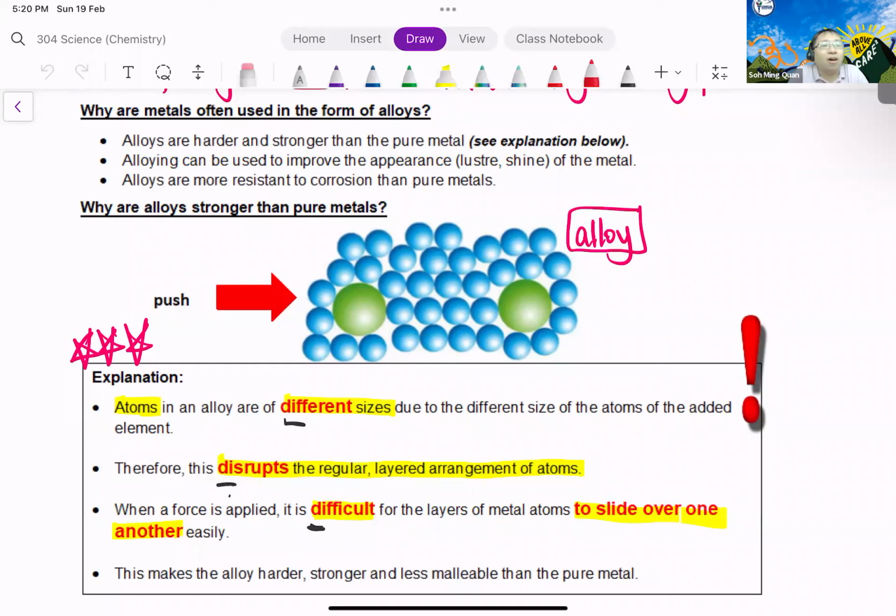In an alloy, alloys are mixtures of different elements, a metal and other elements. Because it's a mixture, the atoms will be of different sizes. And because they have different sizes, some big, some small, it will disrupt the regular layered arrangement of atoms. So when a force is applied, it's difficult for the layers of metal atoms to slide over one another easily. If the layers cannot slide when you push it, then it's not so easy to bend it or break it. So alloys are stronger and harder than the pure metal. And that's it for part 1.